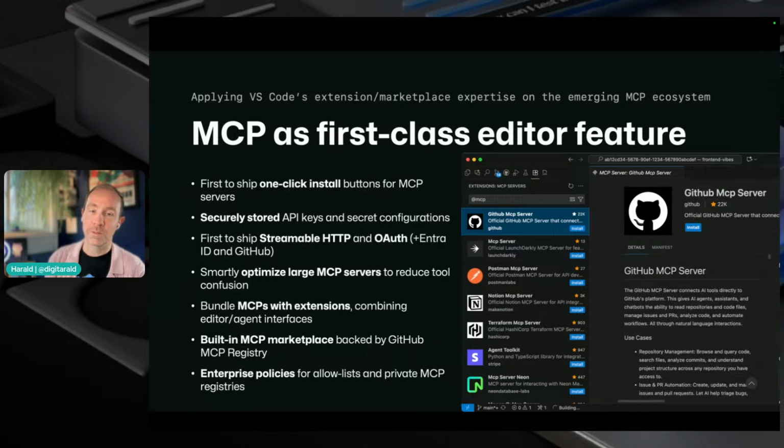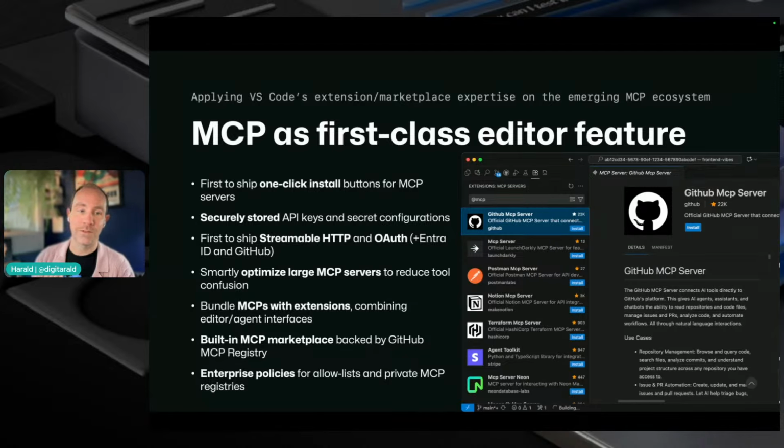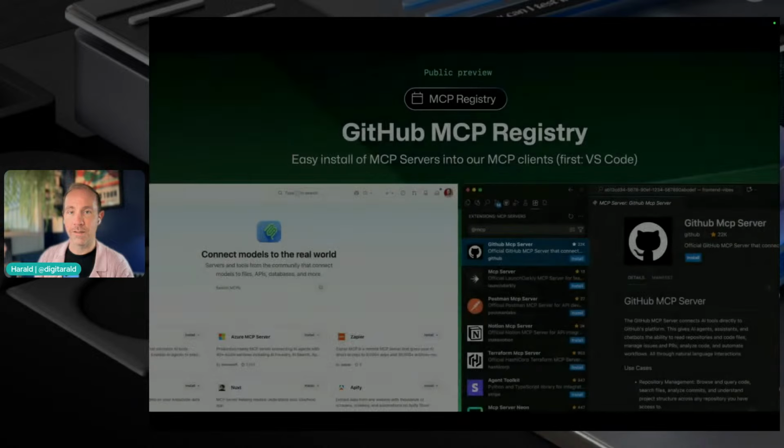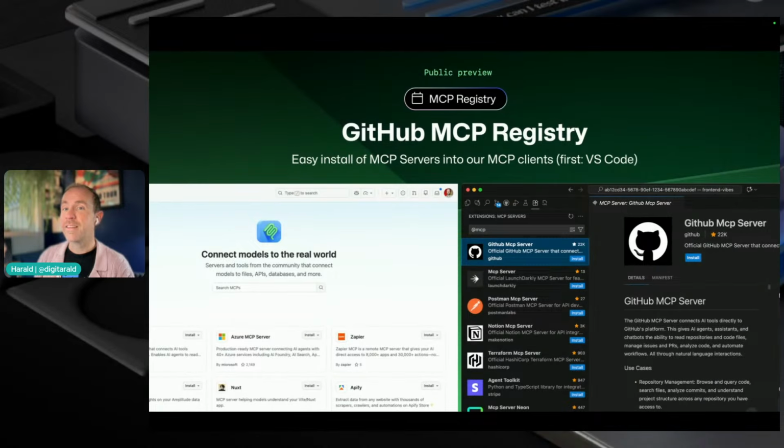The built-in marketplace, I have a slide as well, but also the first to get that in, as you see on the right. And then enterprise policy for allow lists and private MCP registries. We're going to talk about that in the next slides. So MCP registry, you've seen it. It's been actively being built out. It's on github.com/MCP.